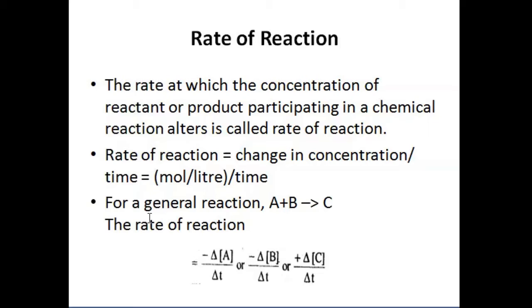If we try to represent the rate of reaction in the form of a formula, we say that it is change in concentration divided by time. So, the unit will become moles per liter divided by time. If, for example, we take a chemical reaction A plus B gives C as the product, then the rate of the reaction will be equal to minus del A by del T, or minus del B by del T, or plus del C by del T. So here, the rate of reaction in terms of the product should be positive, and in terms of the reactant it would be negative.